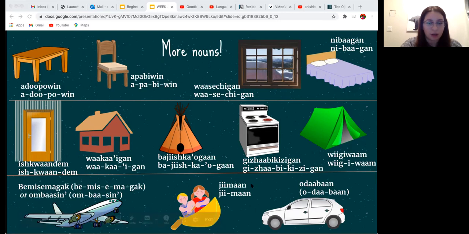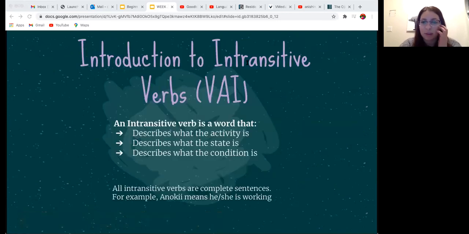All right, good job. So the next thing we're going to talk about is VAIs. So VAIs are intransitive verbs. So this can describe what the activity is, what the state is, and what the condition is. And all of these verbs that I'm about to show you are full complete sentences. So for example, anoki means he or she is working. So one word is a full sentence that means he or she is working. Anoki.